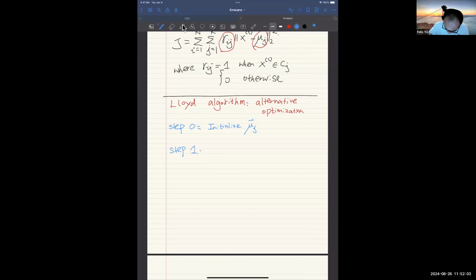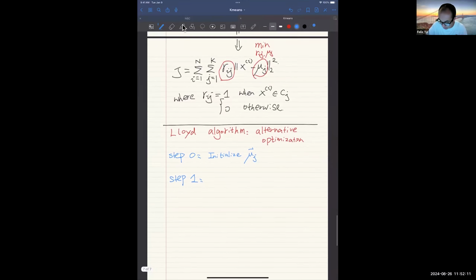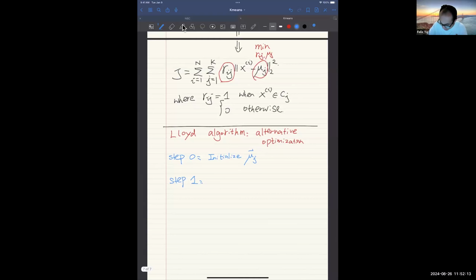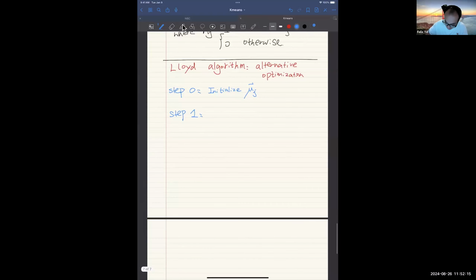Now step 1 is, as I said, we alternately optimize the r_ij and mu_j. So the whole idea is: fix mu_j and minimize r_ij.